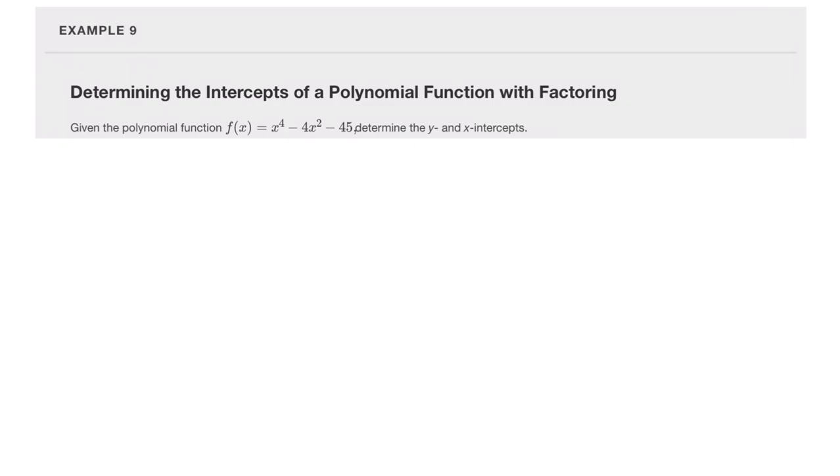Given the polynomial function, determine the y and x intercepts. Okay, so again, I usually like to find the y-intercept first. I find that oftentimes it's easier to calculate over the x-intercept.